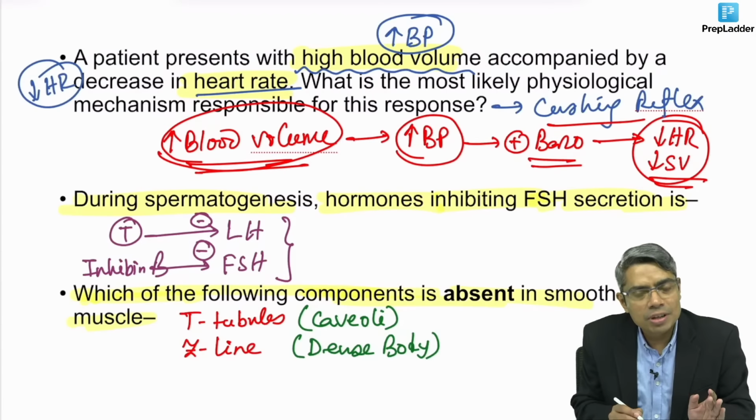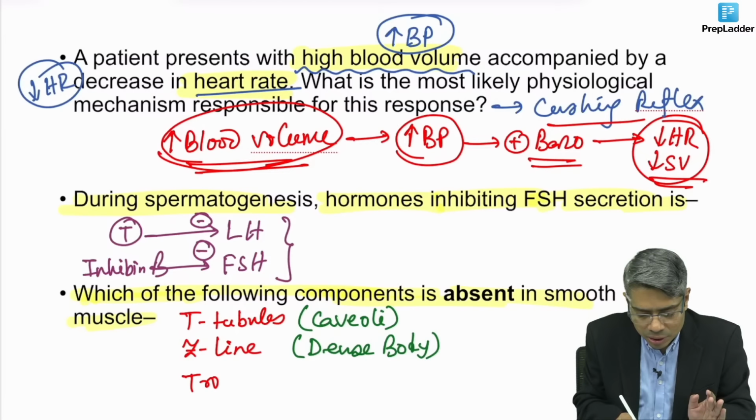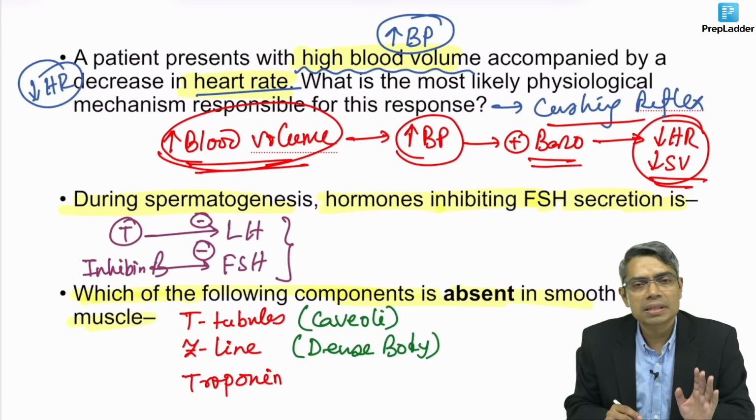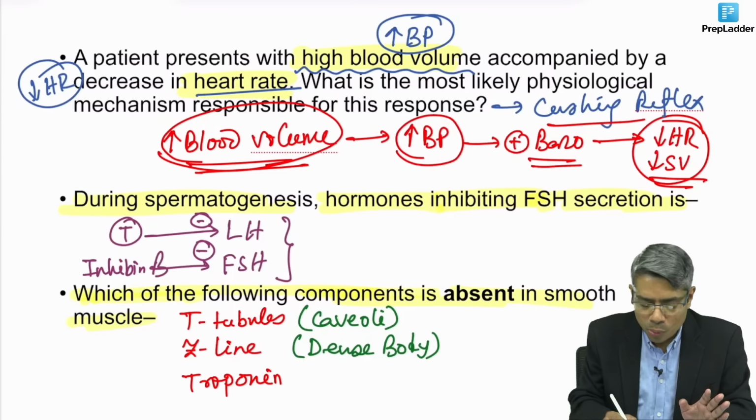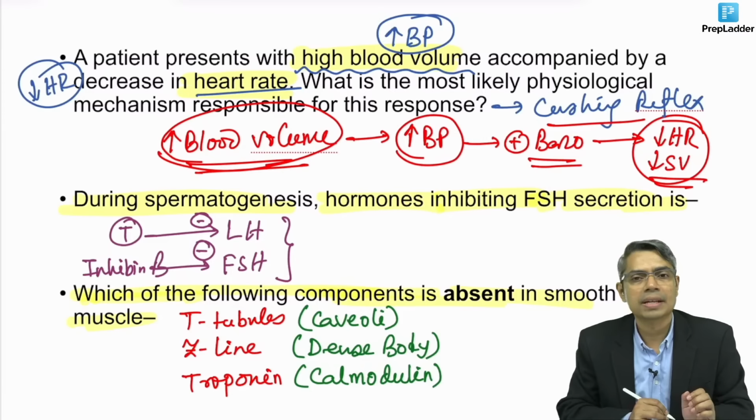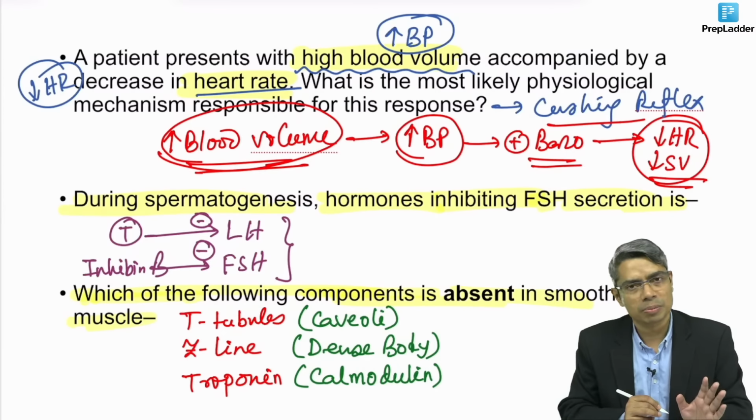So, the Z line is also absent, and the third one is that troponin is also absent. Troponin is a calcium binding protein in skeletal muscle and cardiac muscle, but it is absent in smooth muscle. Rather than troponin, the calcium binding protein present in smooth muscle is known as calmodulin. Calmodulin is present in smooth muscle.